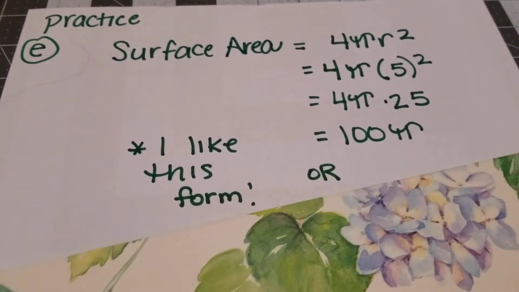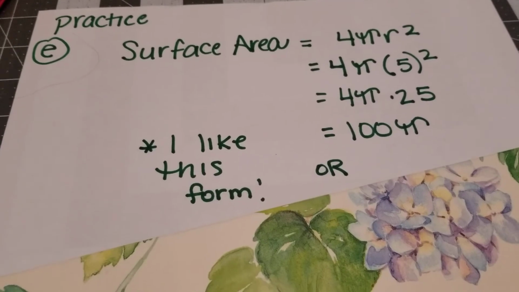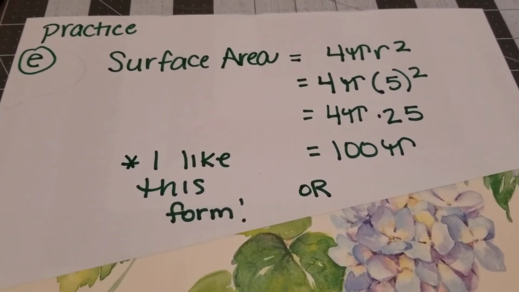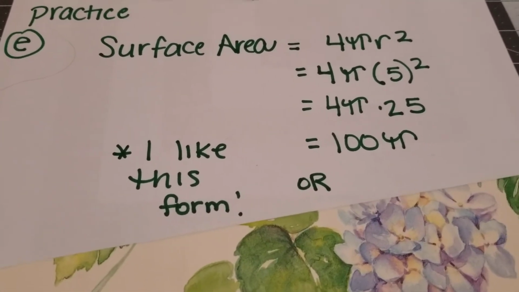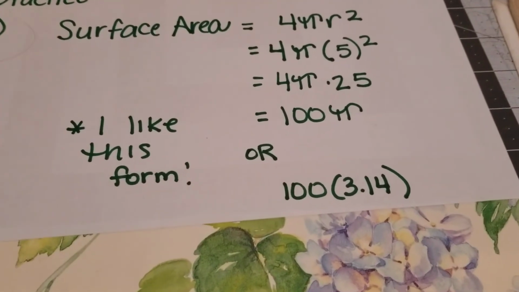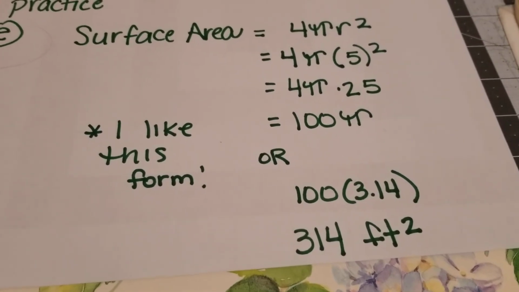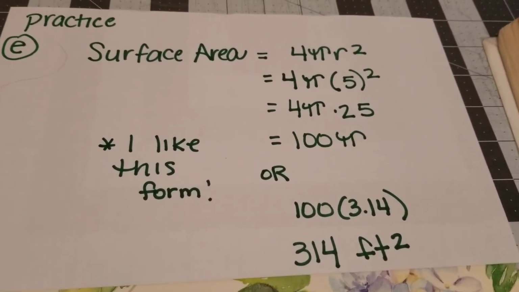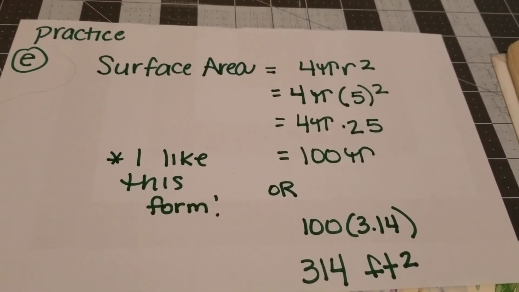And I'm saying again what I just said. I like this form. It would be great if you kept it in that form. I think it's cleaner. It's not an approximation. It's more advanced. It's a great form. But if you still want to substitute your 3.14, that's fine, okay? And then you can get 314 feet squared. Remember, area is always in squared feet, okay? So that is our surface area, okay? Next up with lesson 92.